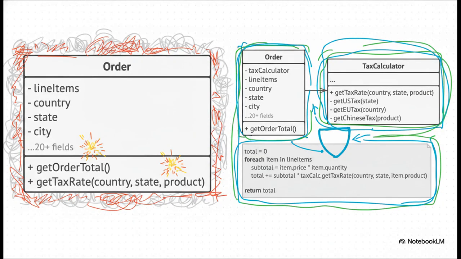Just look at this before and after. On the left, the tax calculation logic is buried right inside the order class. We know tax rules change all the time. That's a ticking time bomb. On the right, we've pulled that logic out into its own dedicated tax calculator class. Now the order class is simple and stable, and when the tax code changes, we only have to touch that one isolated file. So much better.